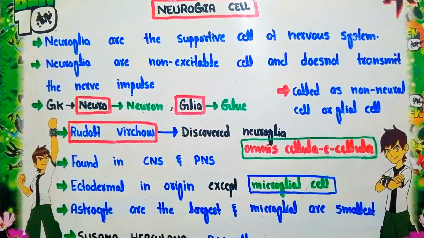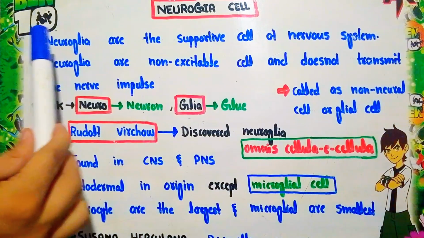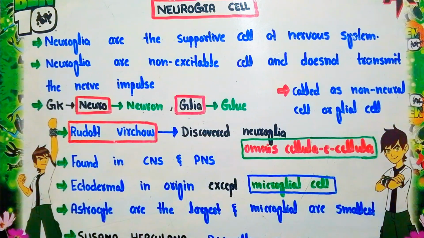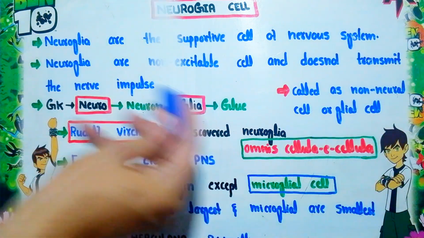So first of all, what is the neuroglial cell? First we will define it. The first one is the definition. Neuroglial cells are actually the supportive cells of the nervous system. As we have already discussed in the introduction, the nervous system performs many functions in our body. To work properly, this nervous system needs support. This support is mainly provided by the cell called the neuroglial cell.